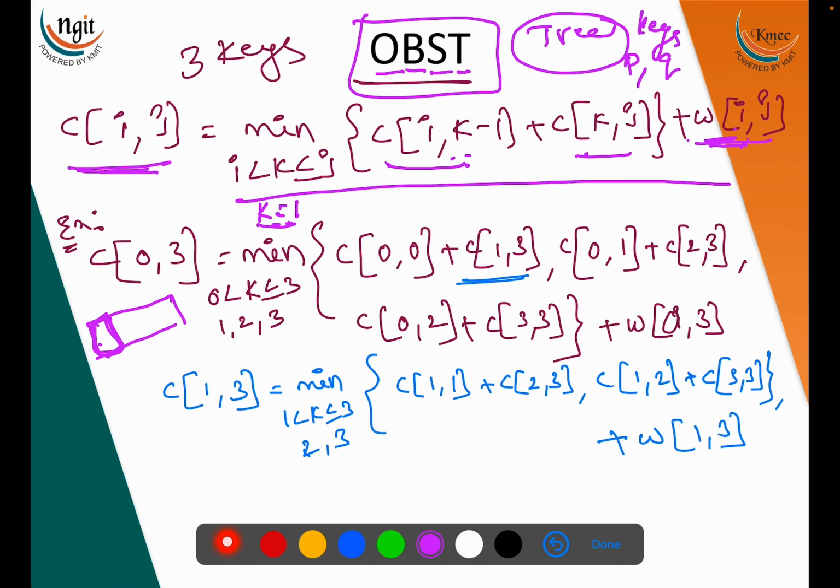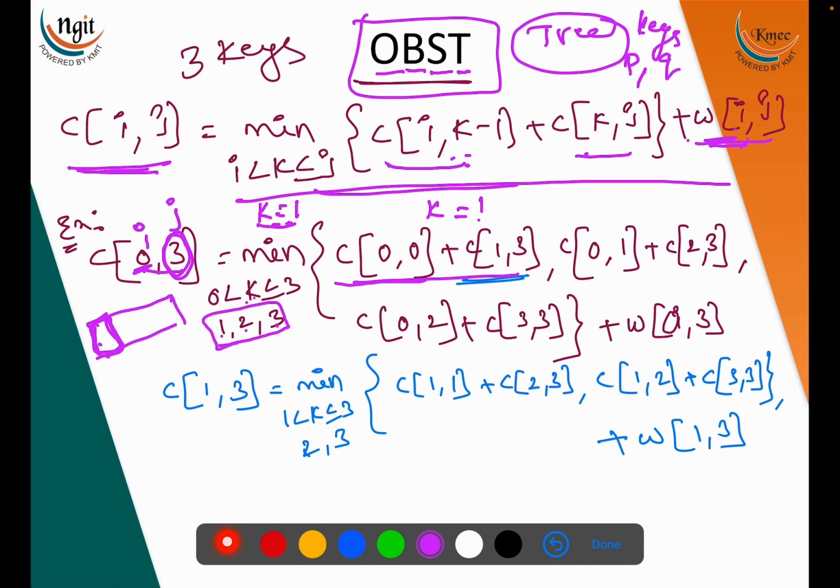We'll take an example and move a little further. I want to calculate the cost C(0, 3). Now what k values are possible here? When you took 3 nodes, k is equal to 1, k is equal to 2, k is equal to 3. For these 3 possibilities, you have to check the cost. That is C(0, 0); this is my k equal to 1. So when k is equal to 1, my i value is 0 over here. This is i and this is j.